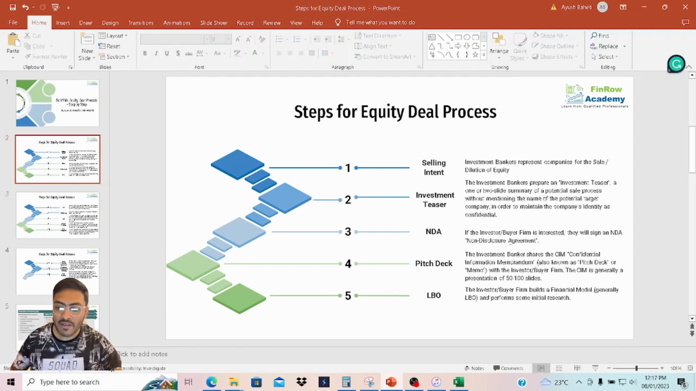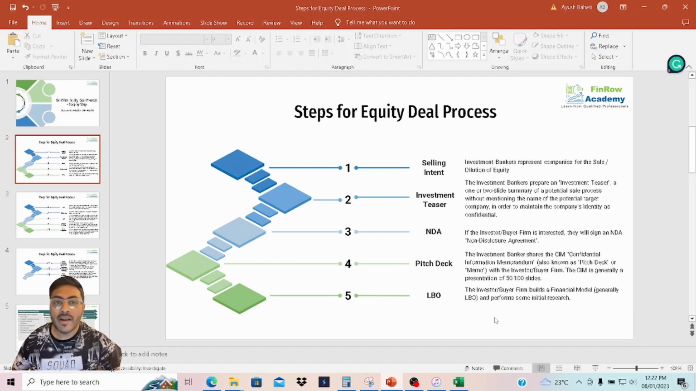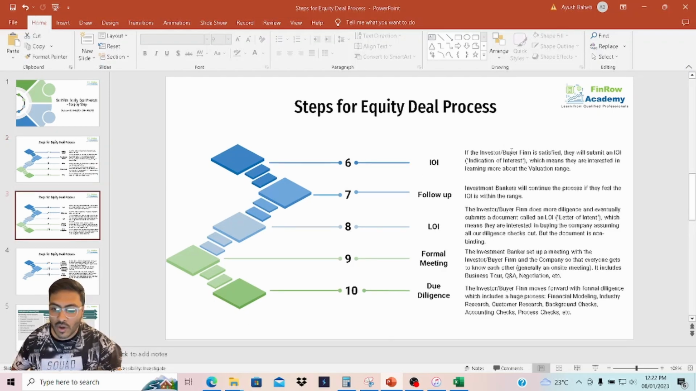With the information given in the pitch deck, what the buyer can do is build its own financial model, generally a leveraged buyout model, and perform some initial research. The buyer, after doing independent research and preparing a financial model to come up with a range of values, goes to the next step, which is preparation of indication of interest. The buyer or investor will put the range of values on the basis of its financial model.